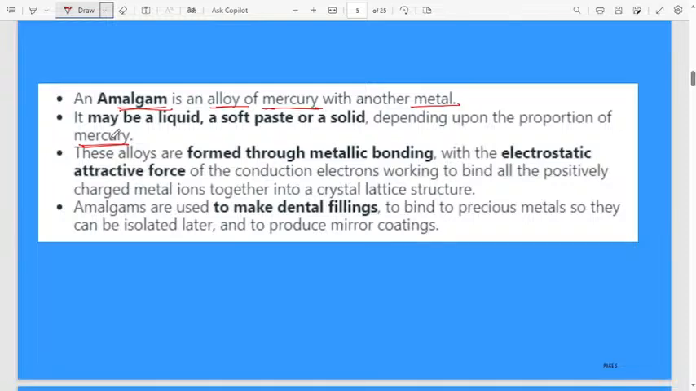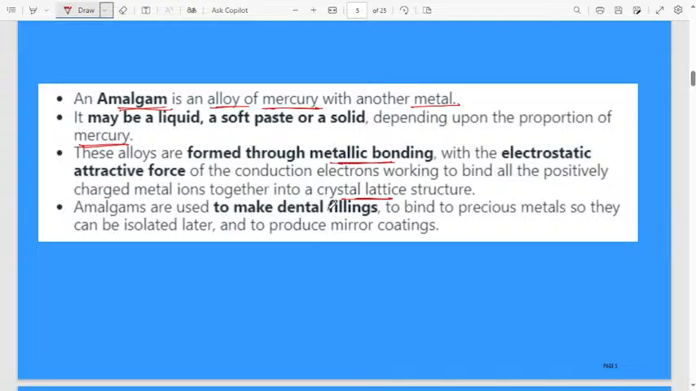Then these alloys are formed through metallic bonding, with the electrostatic attractive force of the conduction electrons working to bind all the positively charged metal ions together into a crystal lattice structure. Already I told you, the amalgam is an alloy of mercury with some other metal. Then those two metals have to bond. They bond through metallic bonding with electrostatic force of attraction. That much, remember.